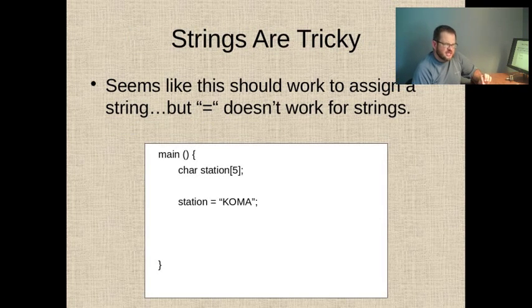Strings can be a little bit tricky. C has kind of goofy ways of thinking about strings. For example, it really looks like this line should work. It looks like if I've declared a string called station that has to be no more than 4 digits long, station equals quotation marks KOMA seems like it would work. If I was inventing C, I would make that work. But it doesn't. In some programming languages that would work. That would be just fine in BASIC. That would be just fine in Perl. It does not work in C.